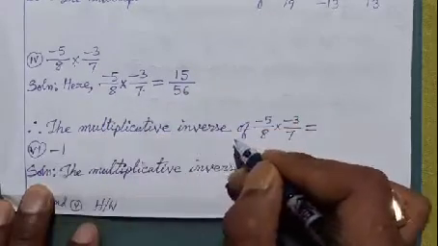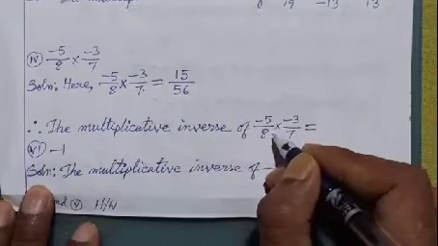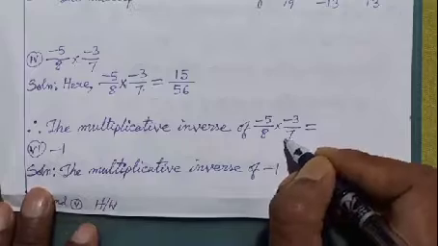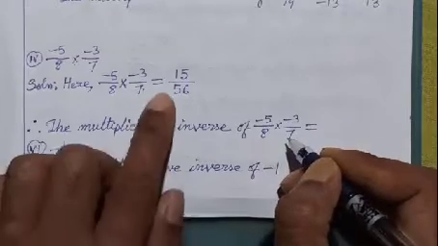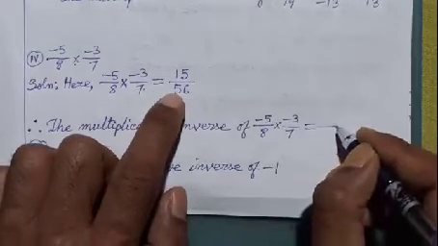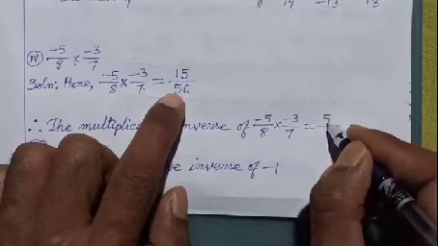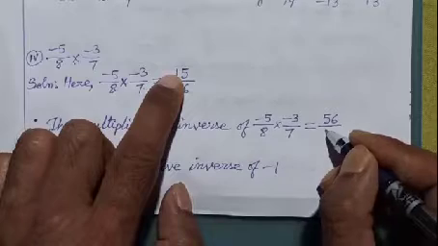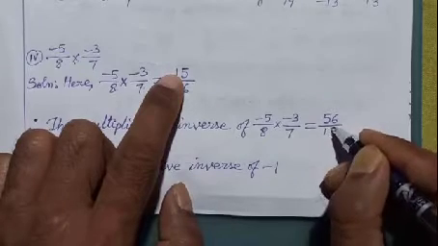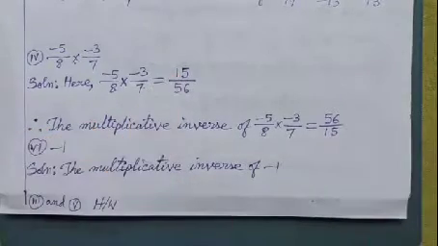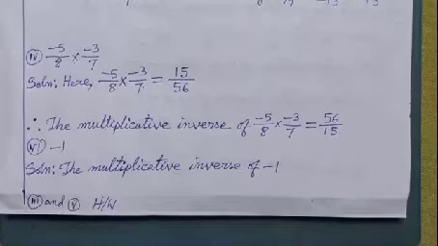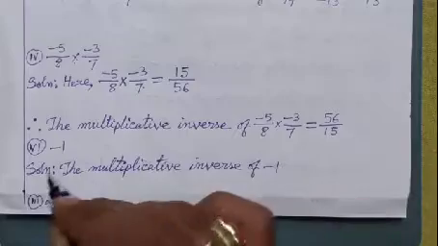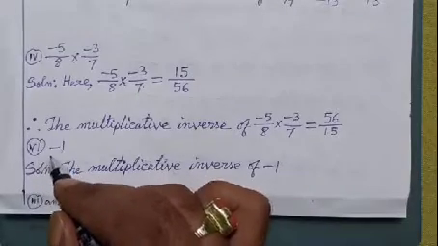Therefore, the multiplicative inverse of minus 5 by 8 into minus 3 by 7. Now we have to interchange numerator and denominator. Here the denominator is 56 and we write this in the numerator, and the numerator is 15, we have to write this in the denominator. Then we are getting 56 by 15. Understand or not? Understand?